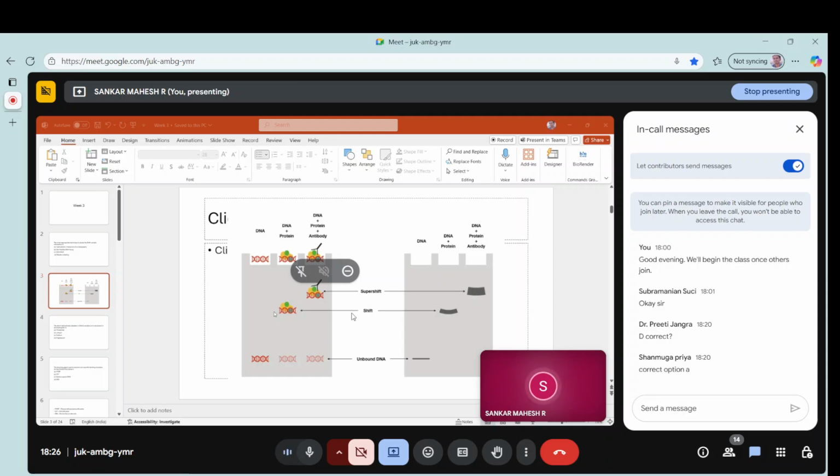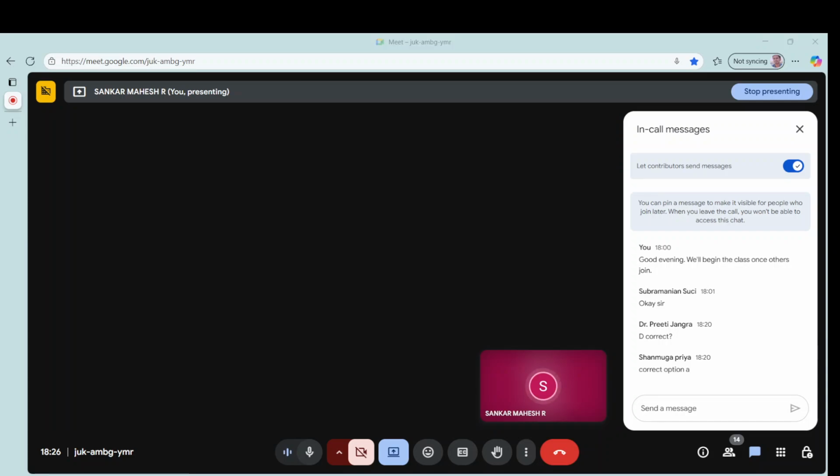So this distance between your DNA and the DNA protein complex is called shift. And because you observe a shift in the bands, they call it gel shift assay, mobility assay. So the answer is option B, gel mobility shift assay.